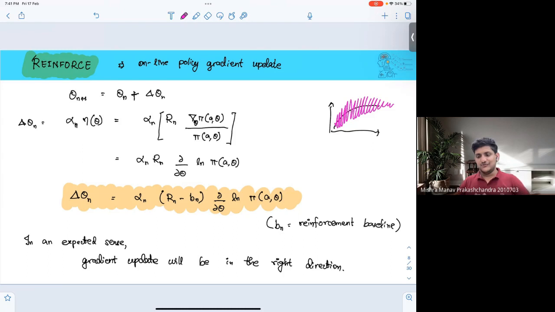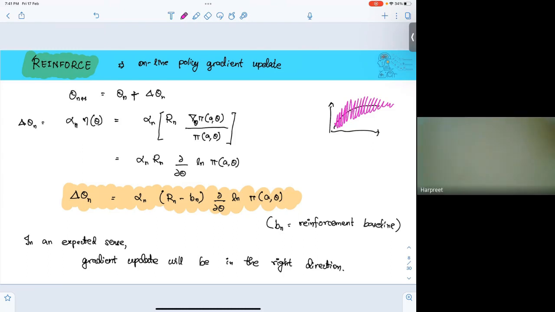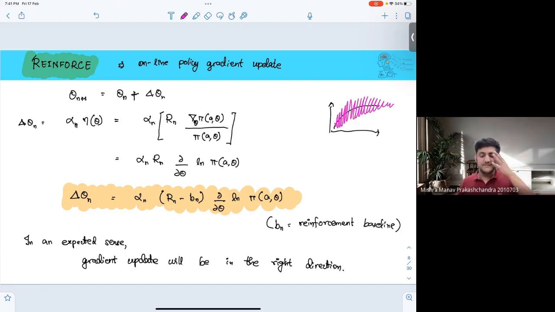By introducing this b n, will the variance decrease? No, the variance will still be there. They are not claiming that their method will give the result in the fastest possible way, but it's still a one-shot update compared to the batch update that we are doing. I pull an arm, I get some reward, and I update the policy. It's a single-shot update that I'm doing. Yes, this is the main advantage of this paper.